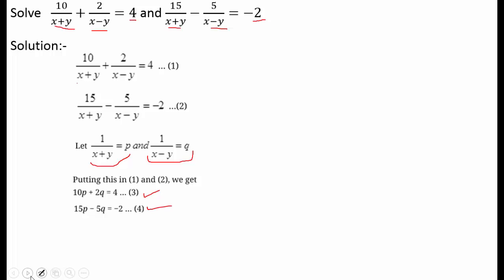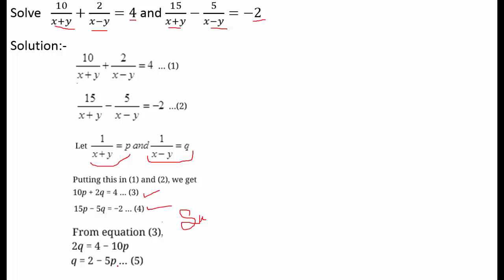Now we will solve these two equations, using the substitution method. From equation 3, 2q will be 4 minus 10p, and we will divide both sides of the equation by 2, and this will become q equals 2 minus 5p.